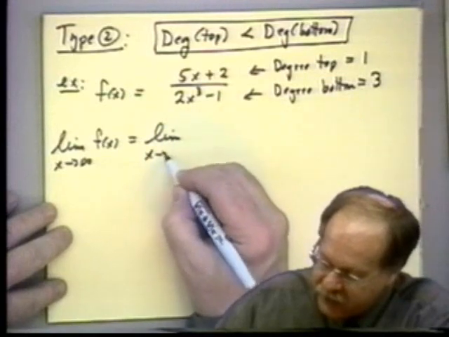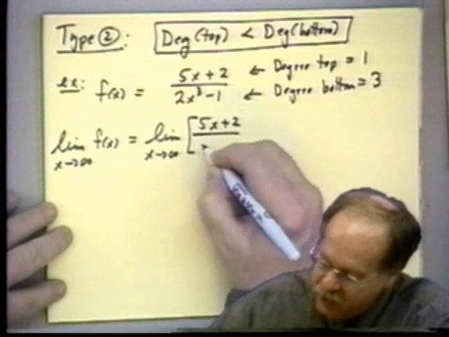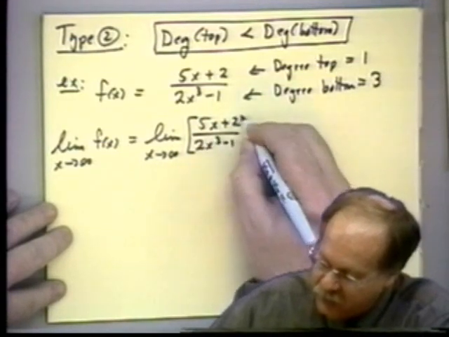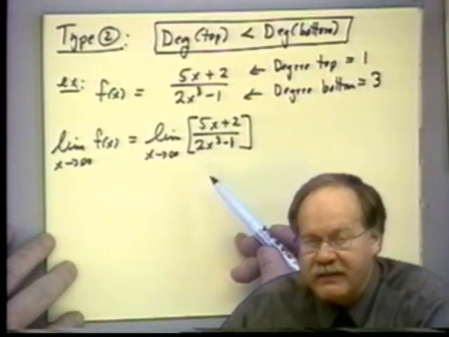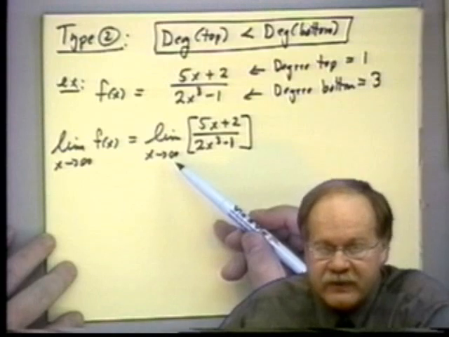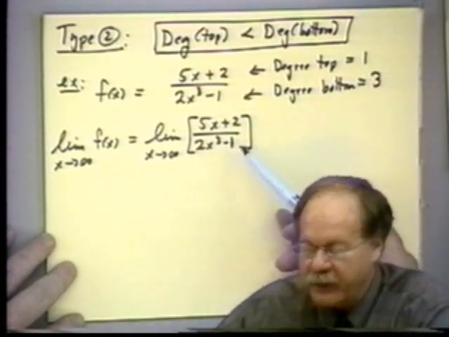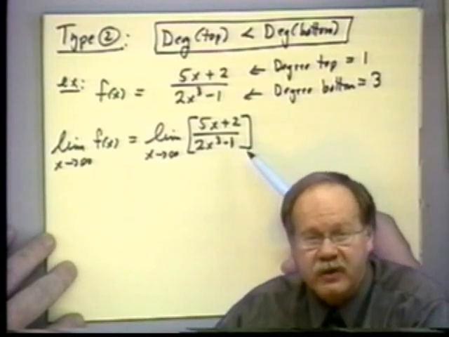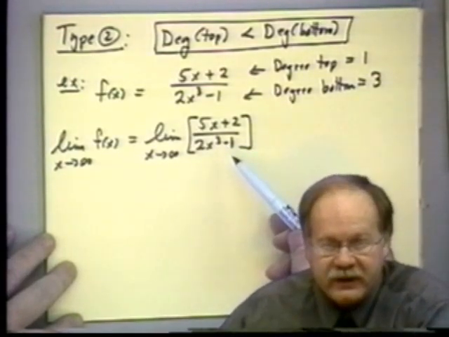Take the limit as x goes to infinity of this expression, 5x plus 2 over 2x cubed minus 1. Again, the first intuitive step gives us the same indeterminate form. If we try to put in infinity, of course infinity is not a number, but if we tried to put it in, we would get infinity on the top and infinity on the bottom. An indeterminate form, which means nothing. We have to do more work to see what this limit is.